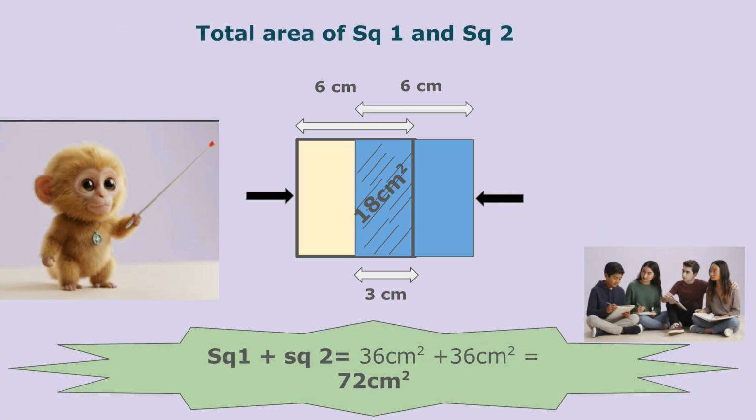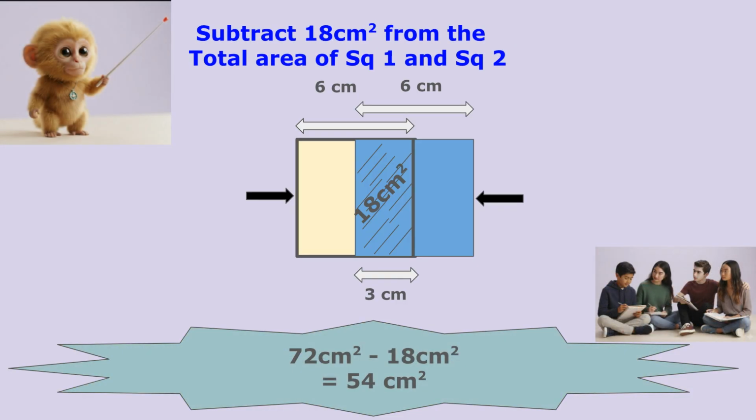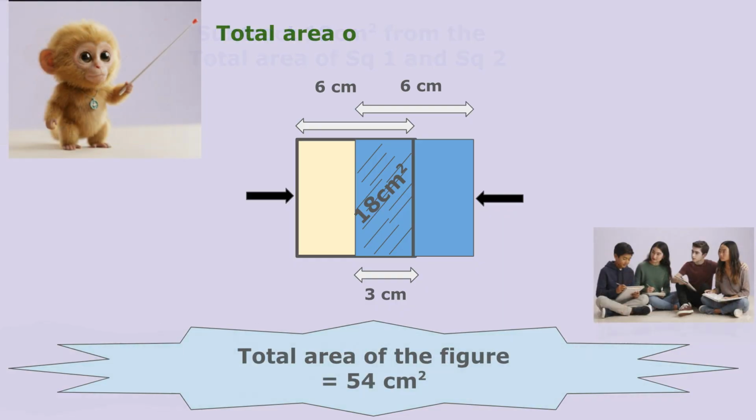Square 1 plus square 2 equals 36 centimeters squared plus 36 centimeters squared equals 72 centimeters squared. Subtract 18 centimeters squared from the total area of square 1 and square 2. Total area of the figure equals 54 square centimeters.